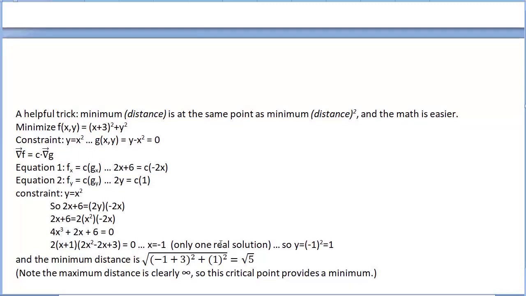So that was a look at 3 different examples of how to use the Lagrange multiplier technique in order to optimize, meaning find a max or min, for a function when we are given a constraint equation.